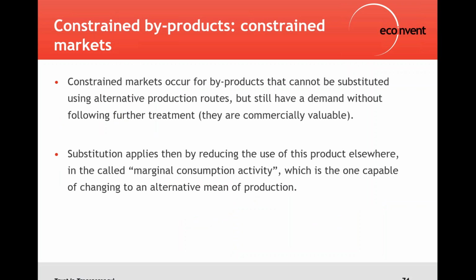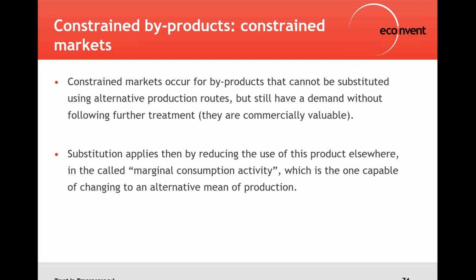There's a specific type of byproducts that I will just explain a bit briefly, which are byproducts that need a constrained market. What that means, a constrained market will occur for byproducts that cannot be substituted using alternative production routes. Like in the example we have just seen, we have the meat that was produced as a co-product in the wool production. But there was also a meat producer, which was the main producer, the marginal producer of meat.